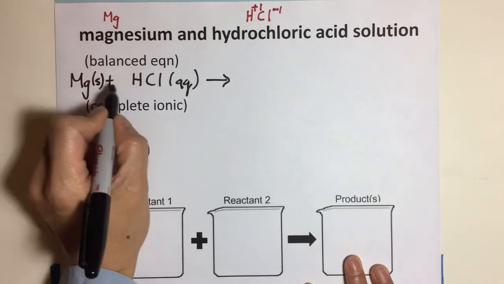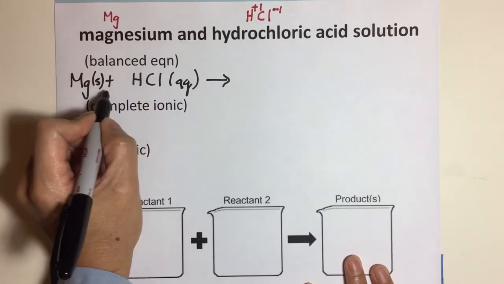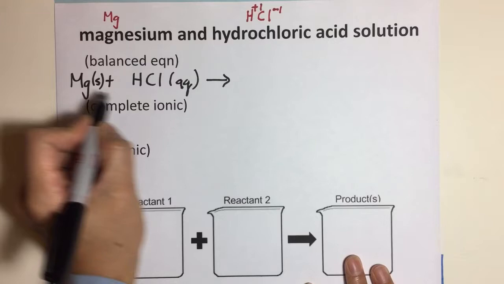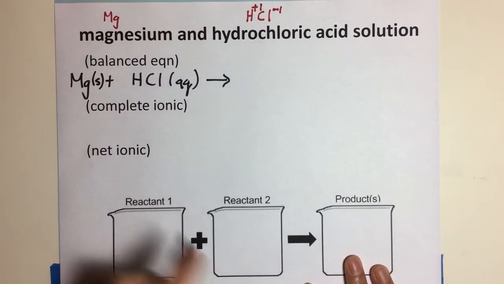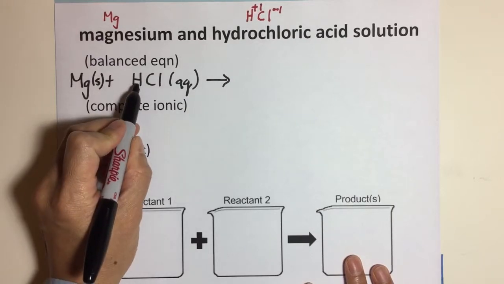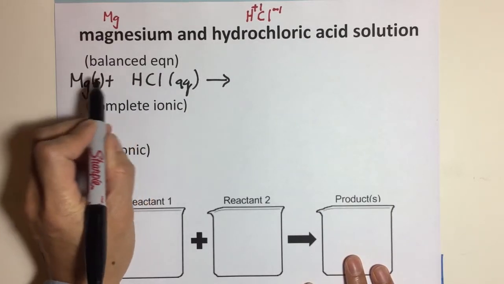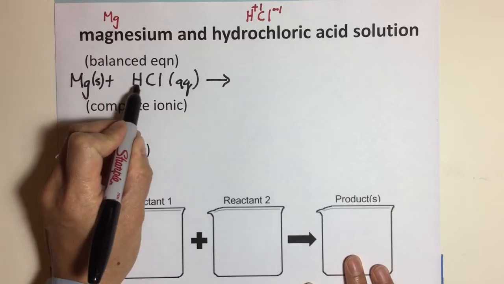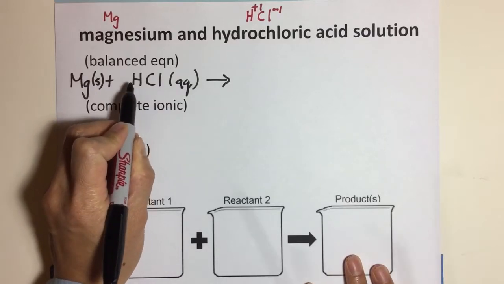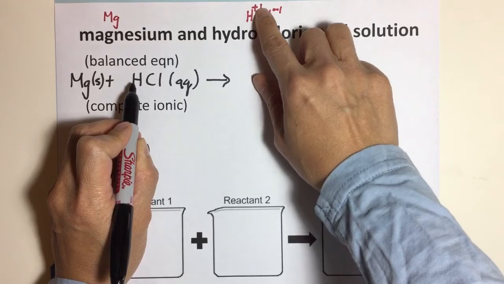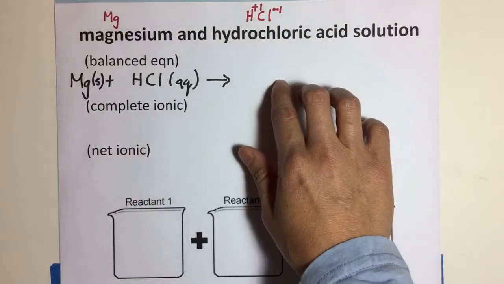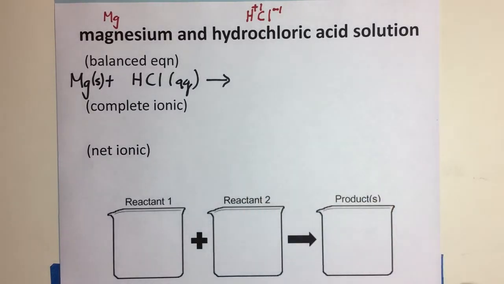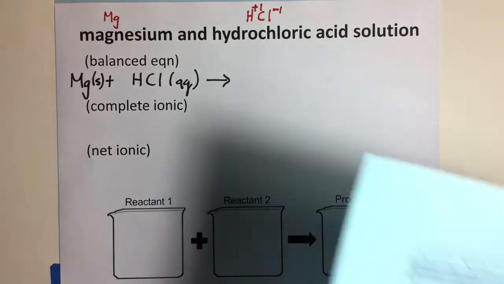If you look at this reaction, you can see that it's a single element with a compound, and that means it's a single replacement reaction. So magnesium is going to either replace the hydrogen or the chloride ion. But magnesium can only be a cation, so it has to replace the cation, which is the hydrogen ion. Notice it is positively charged. And so it's a single cationic replacement reaction.